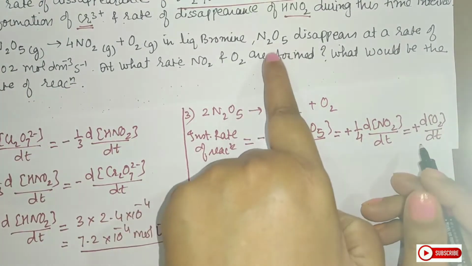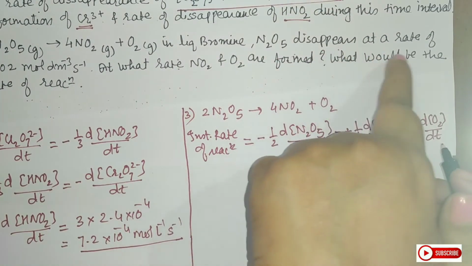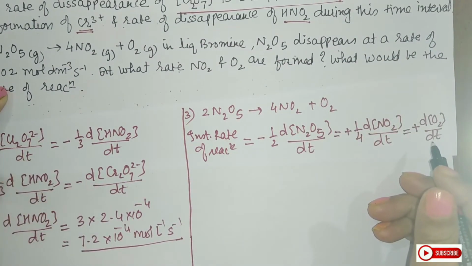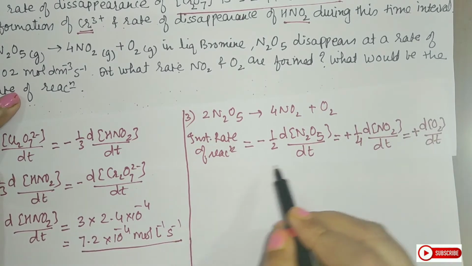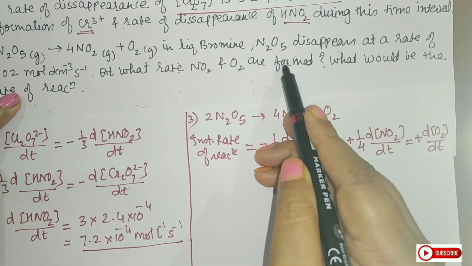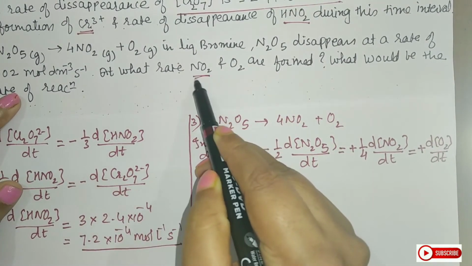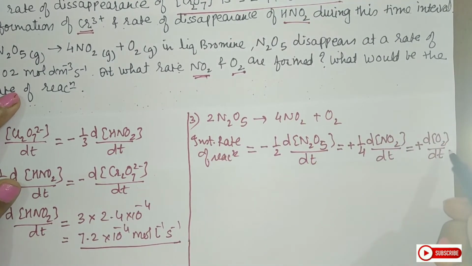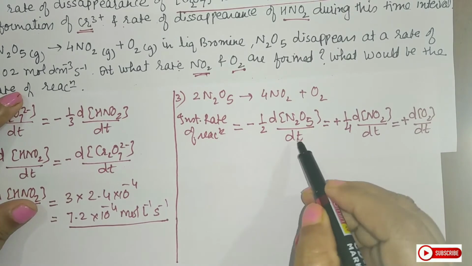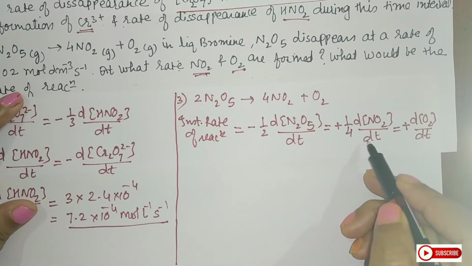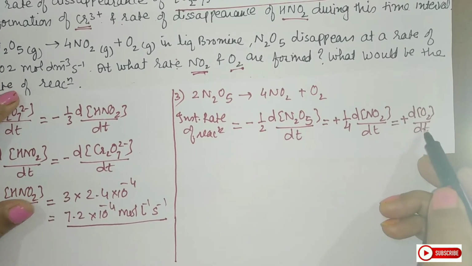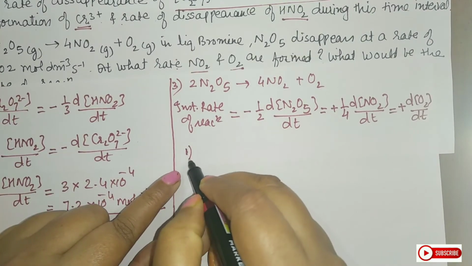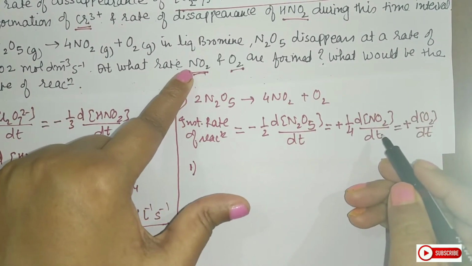The question is N2O5 disappears at a rate of this mole dm cube second inverse. Means they have given for N2O5. Now they are asking for NO2 and O2 both. So this is given and they are asking for two. So first you will create an equation for this to this, and the second will be this to this. So let us go for the first one, that is the calculation of NO2.